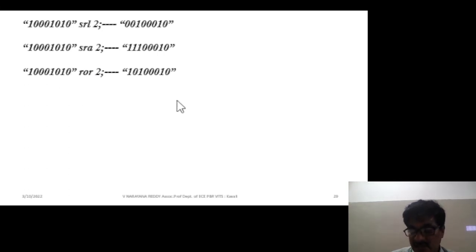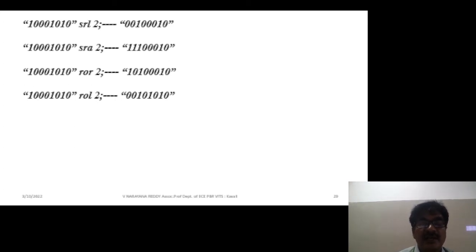Clear? Similarly, in the rotate left case, the data is moved towards the left hand side direction by the number of positions given, here 2, so 2 bits will be shifted towards the left, and the vacant places in the LSB are filled with the MSB bits of the original data. So like that you can observe the uses of the shift operators on binary data.